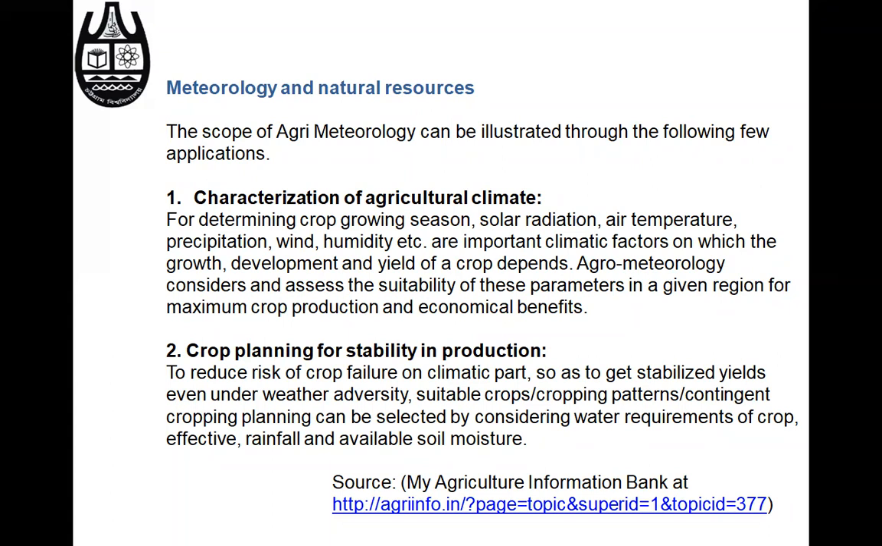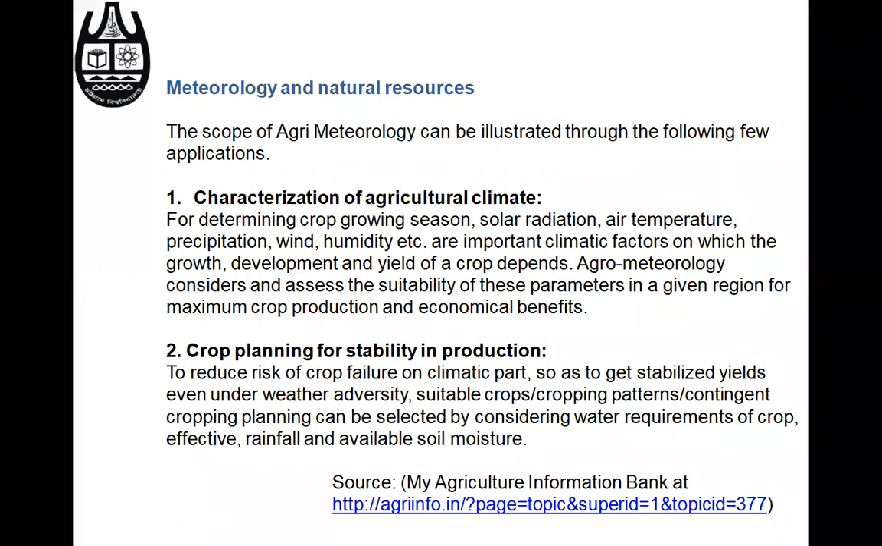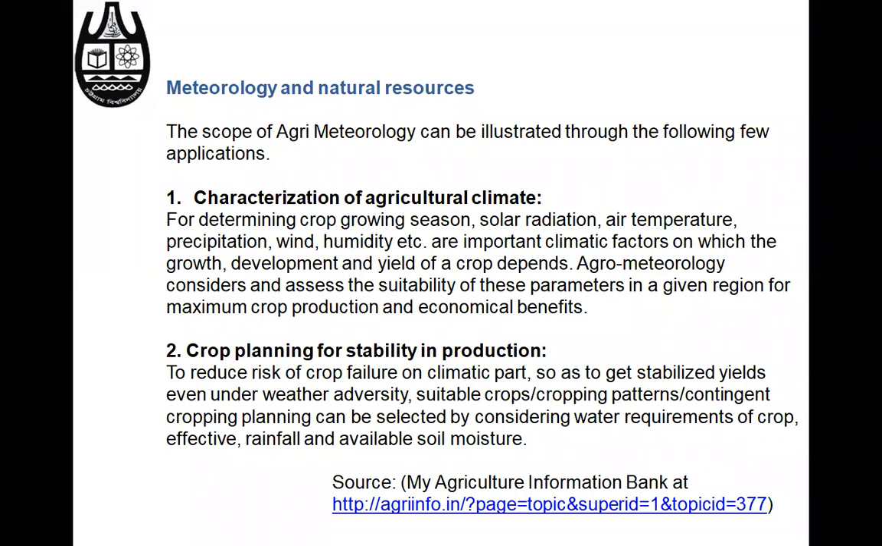Secondly, crop planning for stability in production. Particularly in the case of Bangladesh, we have three different seasons for agricultural production. The season is an important factor. The crops which you can grow in the winter season might not be suitable for the rainy season. The crops which are suitable for the rainy season might not be suitable in other seasons. So depending on different requirements, you need to have your plan. You should have a good plan for your land and your production system.